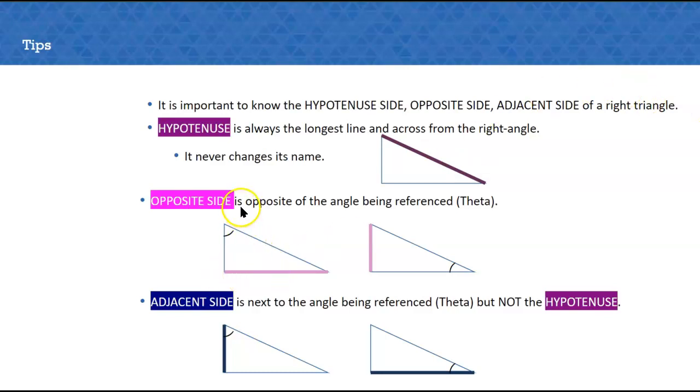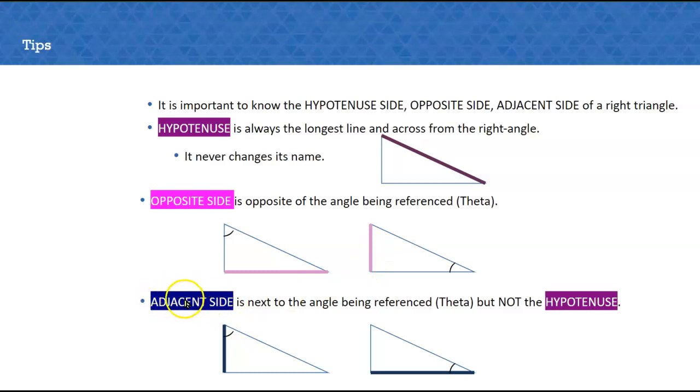So if you look here, for the opposite of an angle, we're looking at that referenced angle, and we call that referenced angle theta. So here is our referenced angle, and opposite of that, it's not touching it, is this side right here. Here is the other acute angle that we reference as theta, and opposite of that is this side.